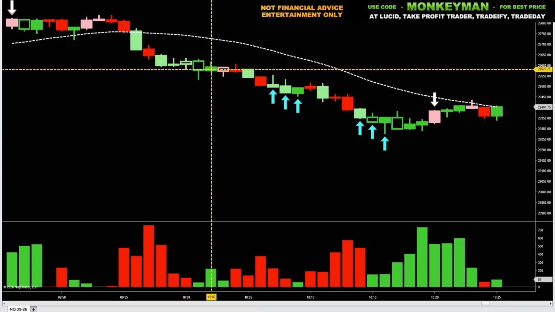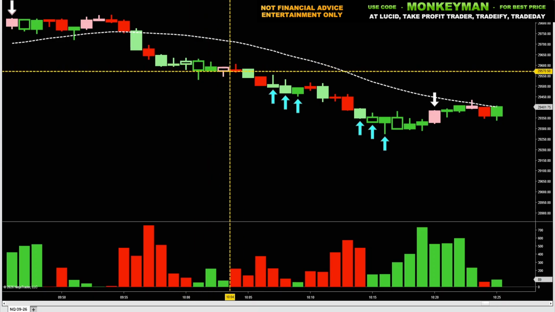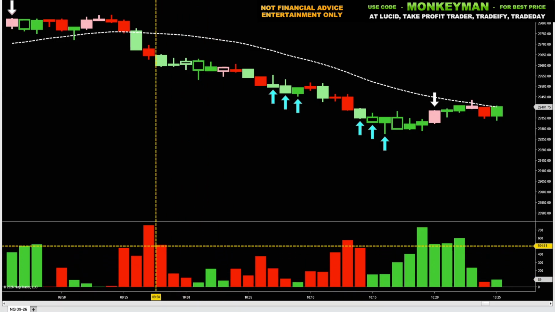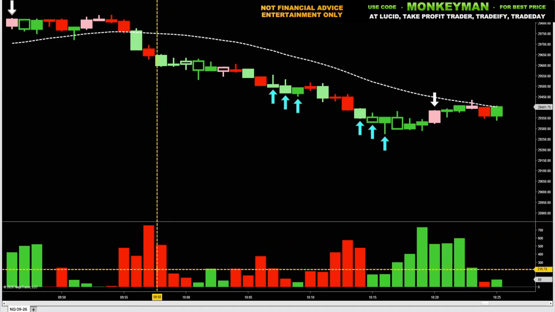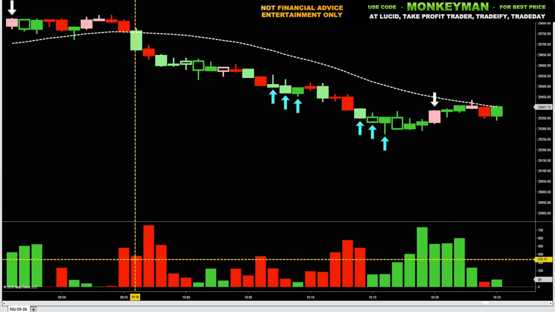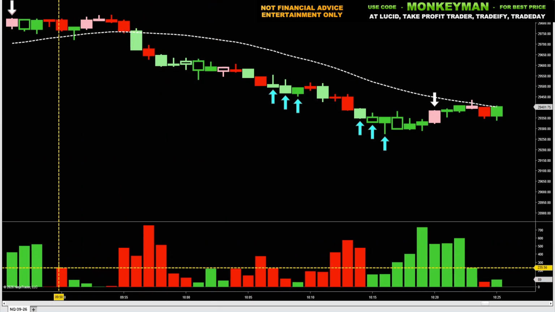We're getting a bunch of divergence. Price is just kind of chopping around. You can see this little tiny positive wave on the histogram. It's not popping up nearly as high as the previous negative wave. So going long might not be the best option. I want to see these waves overpower the previous waves.